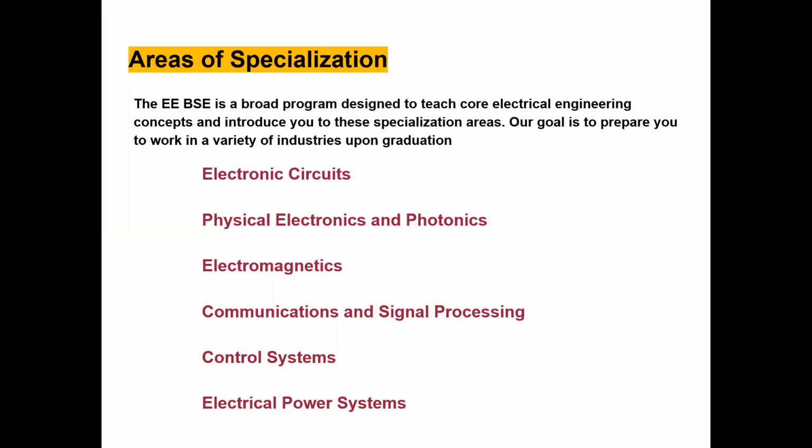The areas of specialization for electrical engineering are electronic circuits, physical electronics and photonics, electromagnetics, communications and signal processing, control systems, and electrical power systems. This program is a broad program designed to teach core electrical engineering concepts and introduce you to the specialization areas. The goal here is to prepare you to work in a variety of industries upon graduation. Certainly when you get to your upper division coursework, you will find that you're selecting some of these pathways and associated technical electives. You can make that focused in, or you can make it as broad as you like.